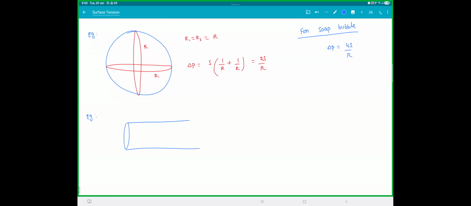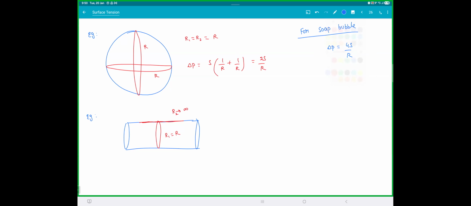If you take a cylinder, how is the radius of curvature? Basically you have to go in two perpendicular directions. You can go like this, this is radius R. You can go like this, that becomes a flat line, so that radius is infinity. Is that making sense? For a cylinder, the two radii of curvature are a straight line and a circle. So R2 is infinity and R1 is R.